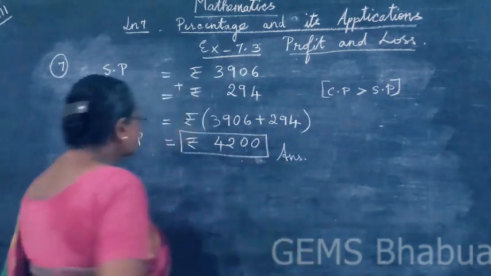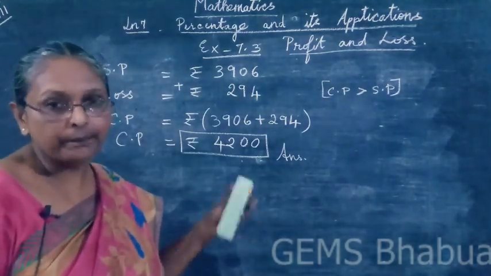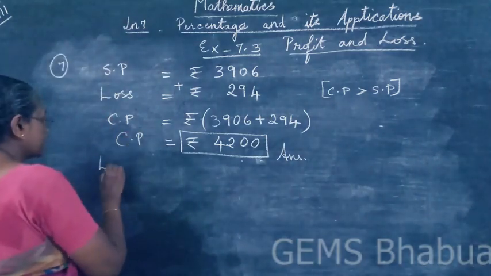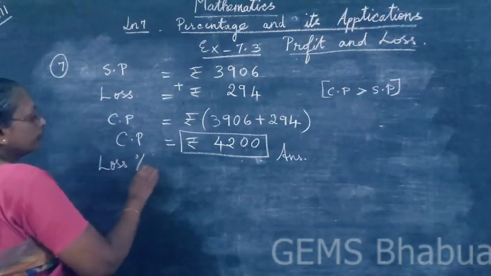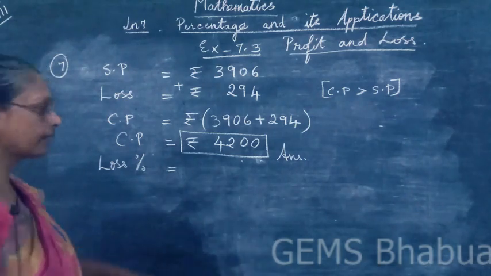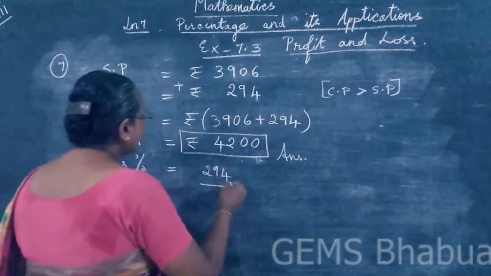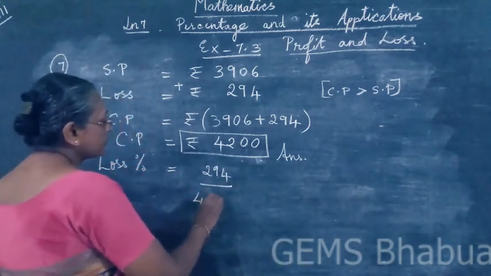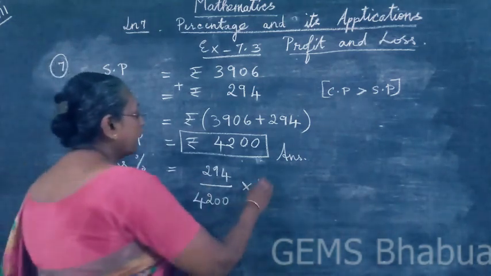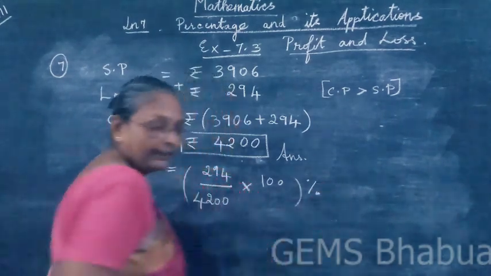So this is one answer, and the other one, they are asking us to find what is the loss percentage. So from this we can find the loss percentage. So what is loss percentage? We know the formula, loss by CP into 100%. So we have loss to be 294 by CP is 4,200 into 100%.